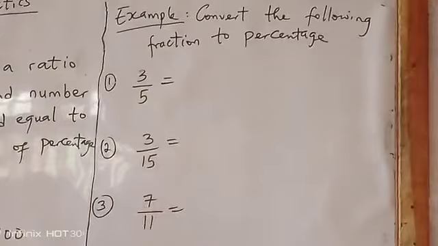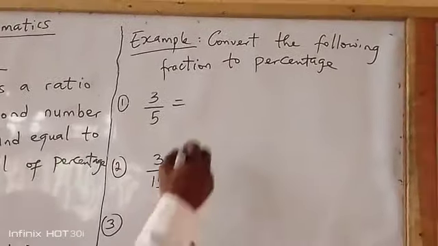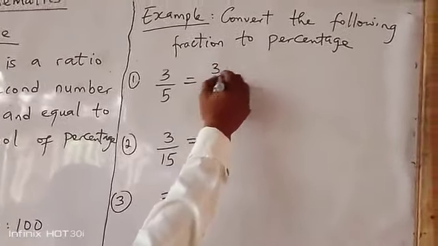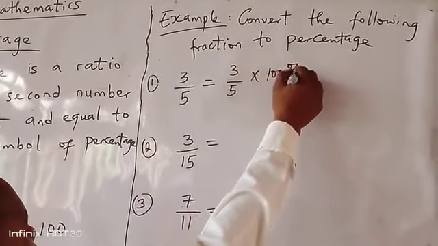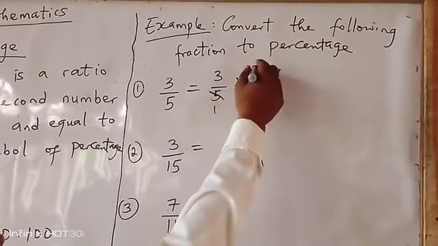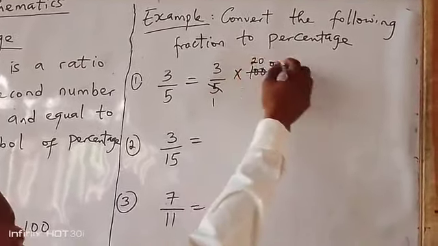Convert the following fraction to percentage. All you need to do is to multiply by 100%. So we have 3 over 5. We are going to multiply it by 100%. 5 here 1, 5 in 100, that will give you 20. 3 times 20 will give you 60%. That is the final answer for that question.